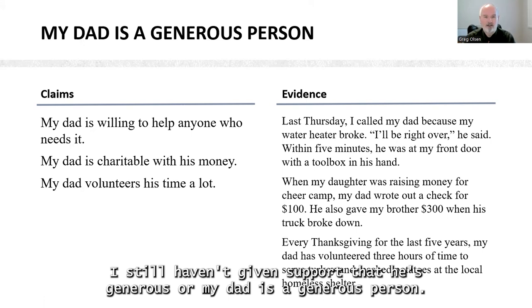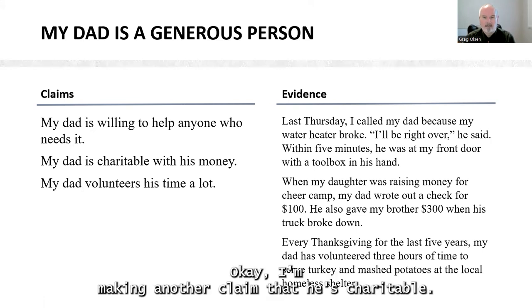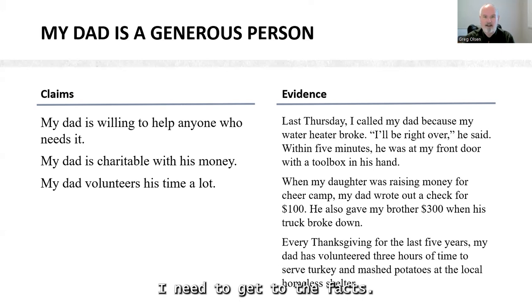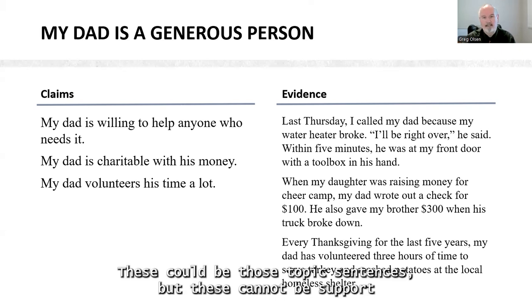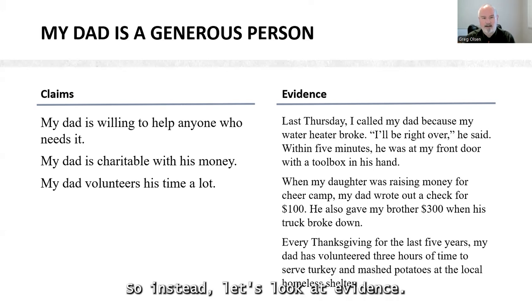Or my dad is a generous person, he's charitable with his money. Okay, I'm making another claim that he's charitable. I need to get to the facts. Or my dad volunteers his time a lot. These are claims. These could be those topic sentences, but these cannot be support or evidence for that initial claim that my dad is a generous person. So instead, let's look at evidence.